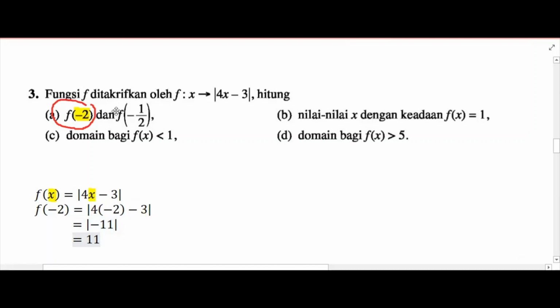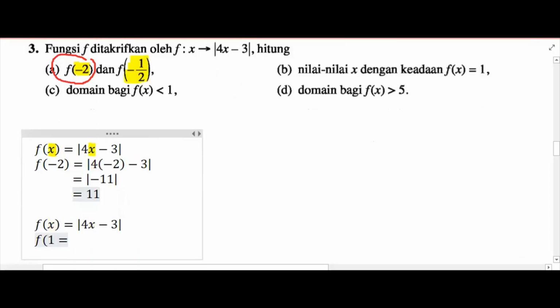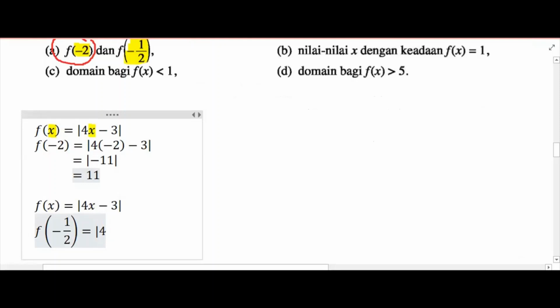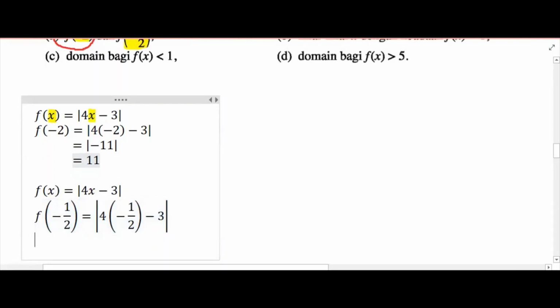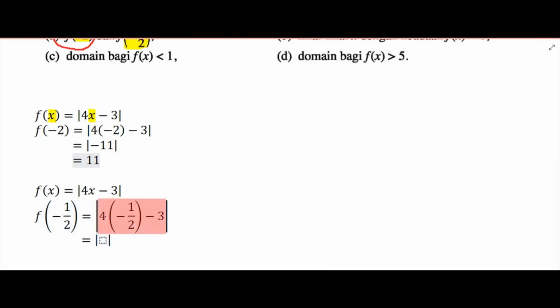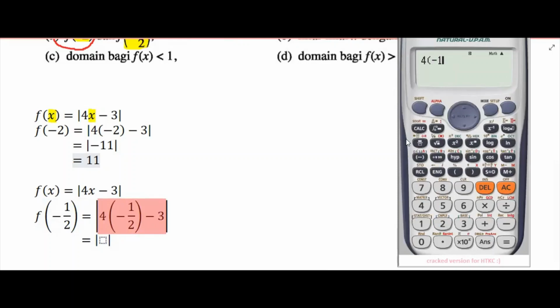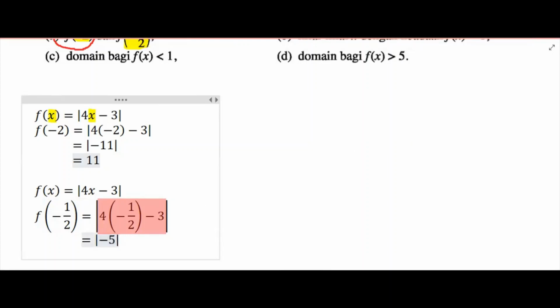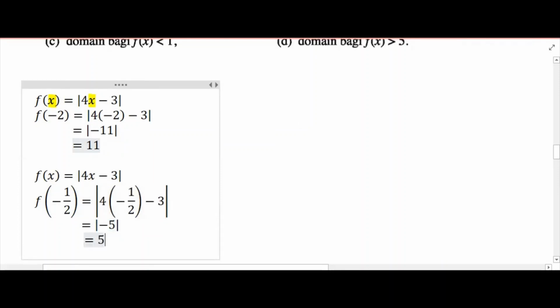Okay, then next one. f negative 1/2. Maksudnya x tukar kepada negative 1/2. Okay, copy the question here. So when x is negative 1/2. So press your calculator. 4 times negative 1/2 minus 3. Okay, can you help teacher to find inside the modulus is what number? Apakah nombor yang ini? After you get your answer, please write in the chat so that I know you understand. Okay, answer is -5. Okay, dapat -5 kan? Okay, tapi modulus, so modulus will change to +5. Okay? Always change to positive.